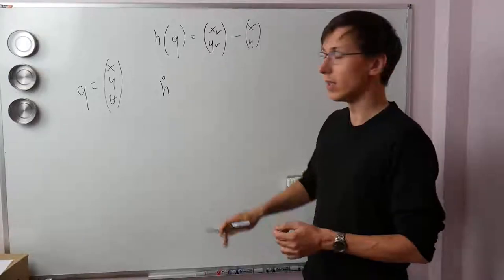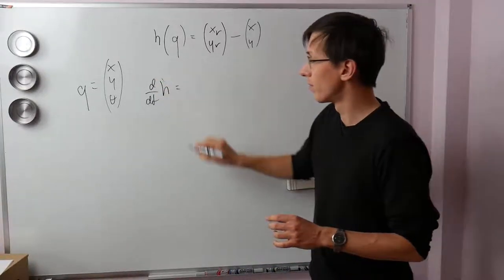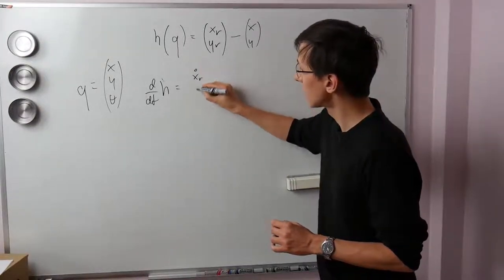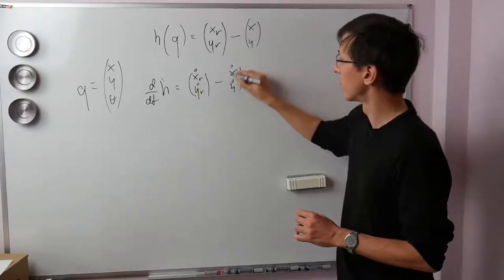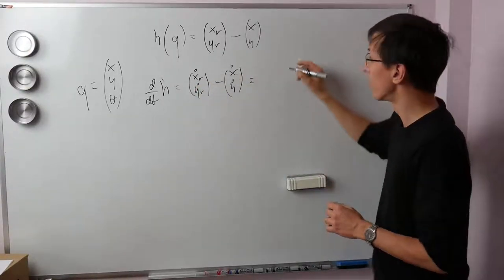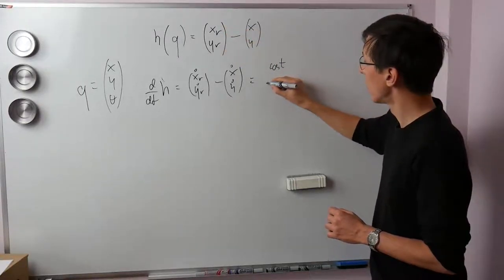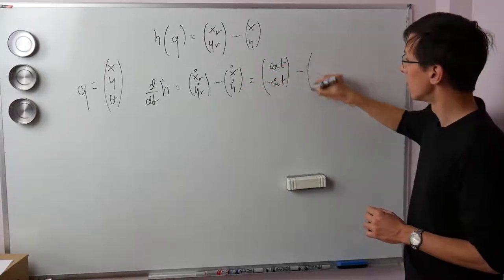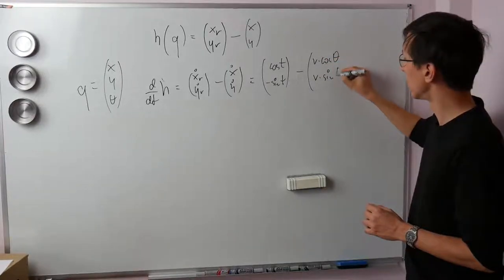What is the first derivative? Maybe it would be better to write something like this. The first derivative is xr, yr minus x, y. Of course, I know them. If this is sinus, cosinus, this is cosinus t, minus sinus t, minus this is v cosinus theta, v sinus theta.